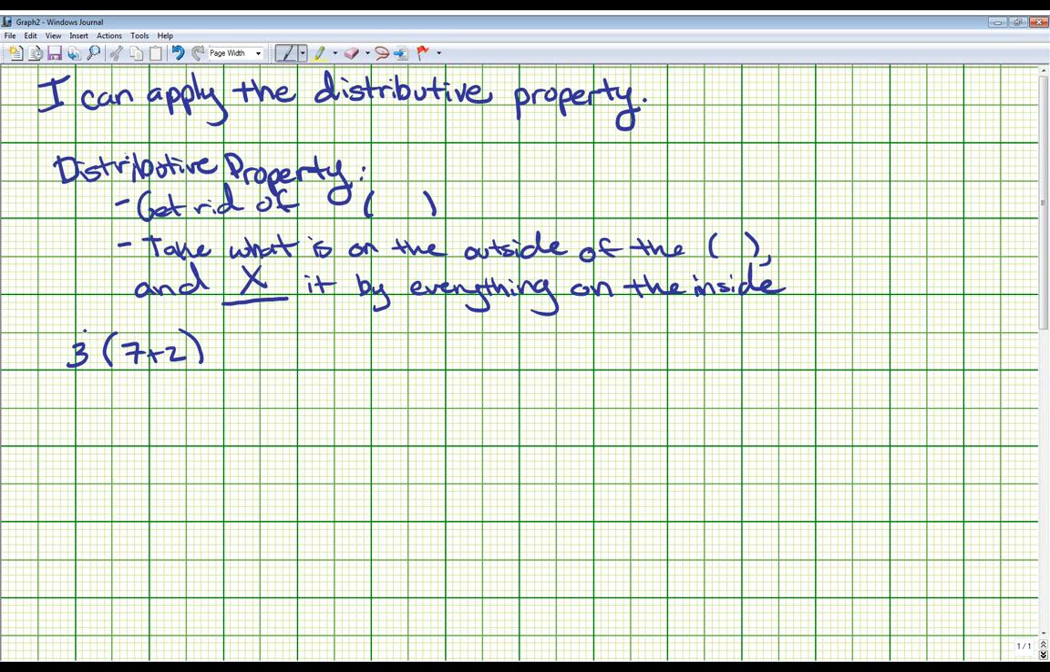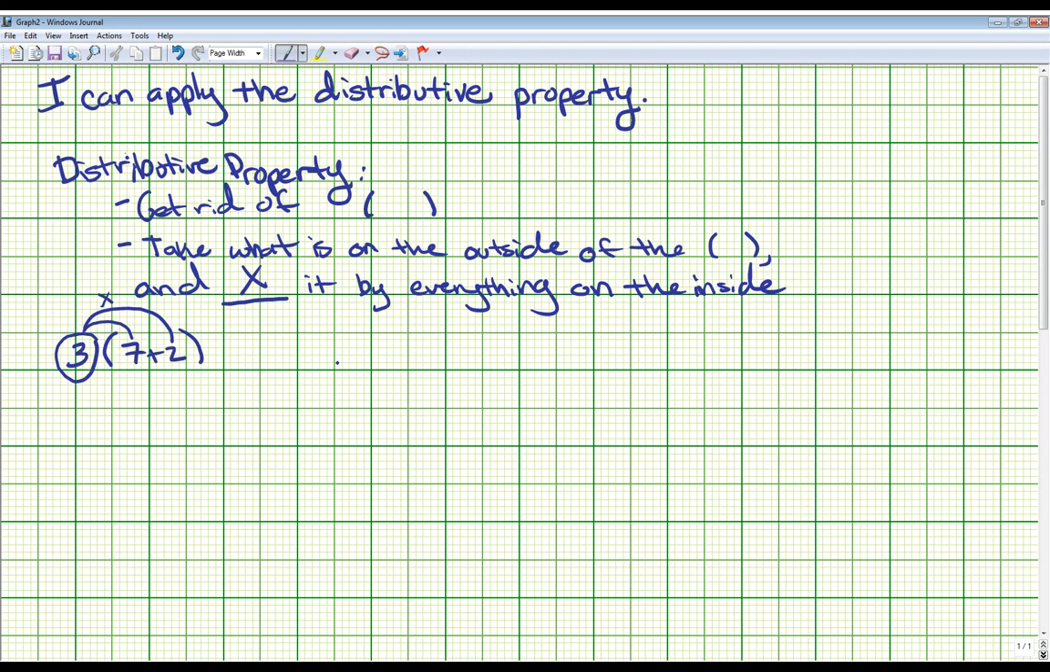So what we would do is we would take the 3 and we would distribute it to the 7, and then we would distribute that 3 to the 2. And every time we take and put that 3 with the 7 or put the 3 with the 2, we multiply. So I call these little shoots here rainbows. So they're multiplication rainbows. So I have to take the 3 and multiply it by the 7, and I have to take the 3 and multiply it by the 2.